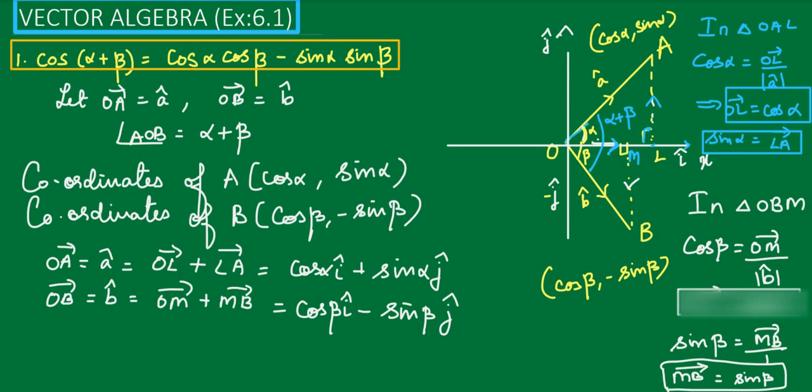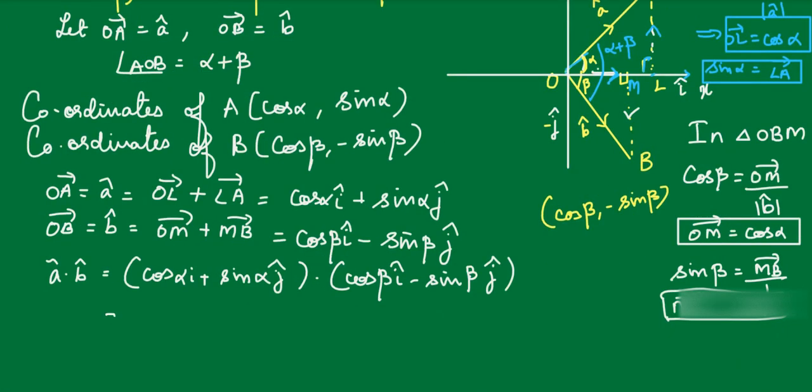Now we take the dot product of A vector dot B vector, that is A cap dot B cap, which is equal to cos alpha I cap, taking the dot product of both the vectors, which gives us cos alpha cos beta. I dot I is equal to 1, we know, minus sin alpha sin beta.